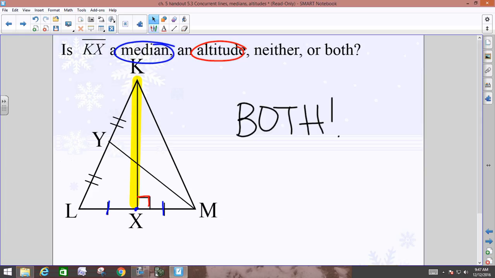What would you call segment MY in this picture? MY? A median, good, because Y is a midpoint. Can't be an altitude, there's no right angle, so MY would be a median, good.